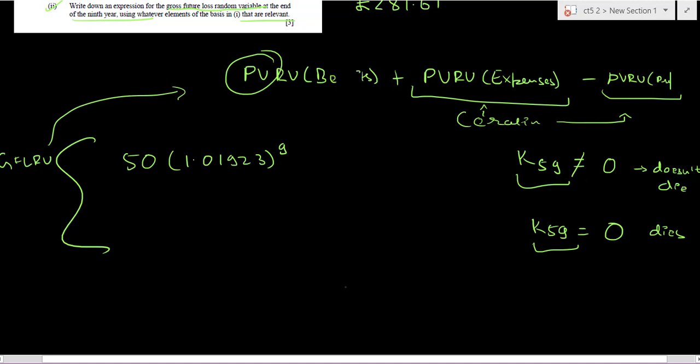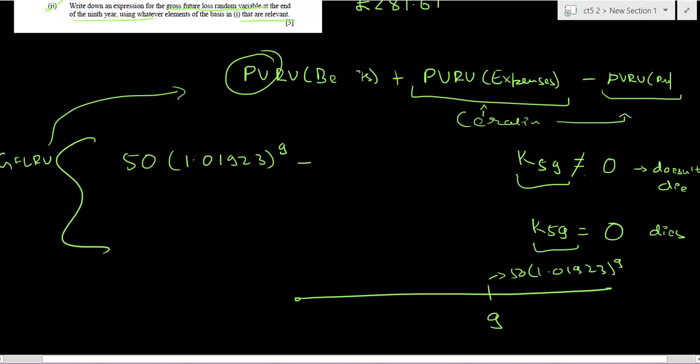There's no other expense, only one expense at time 9, so its present value is this. If you see the diagram, there's only one expense here of 50 into 1.01923 to the power of 9. Now I have to deduct the present value of the premium.